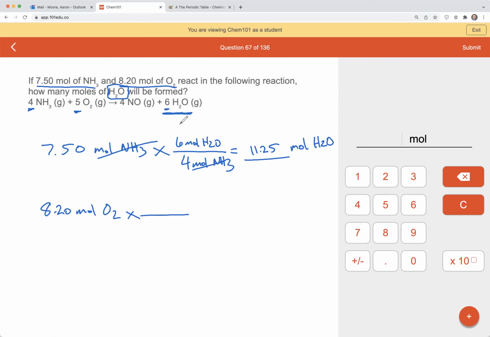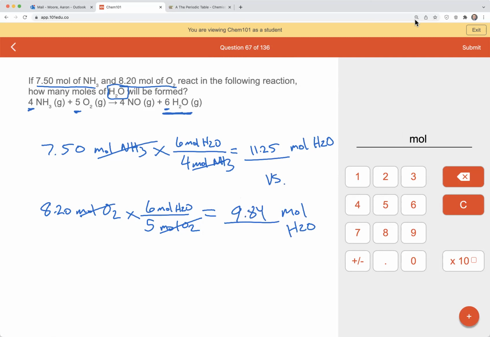I use 5 moles of oxygen for every 6 moles of water that are produced. So 6 mole of H2O use up 5 mole of O2. So units of moles of O2 cancel. So I will get units of moles of water. And again, what I'm going to end up doing is comparing these two numbers of moles. So 8.2 times 6, enter, divided by 5, enter, and I get 9.84.